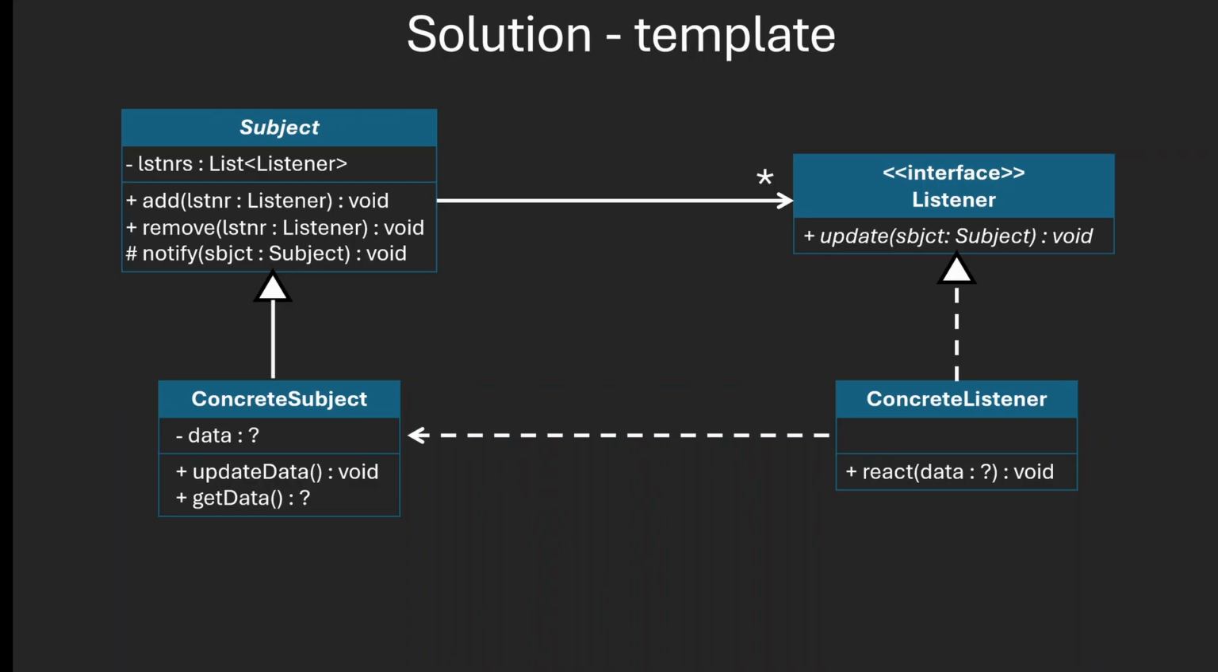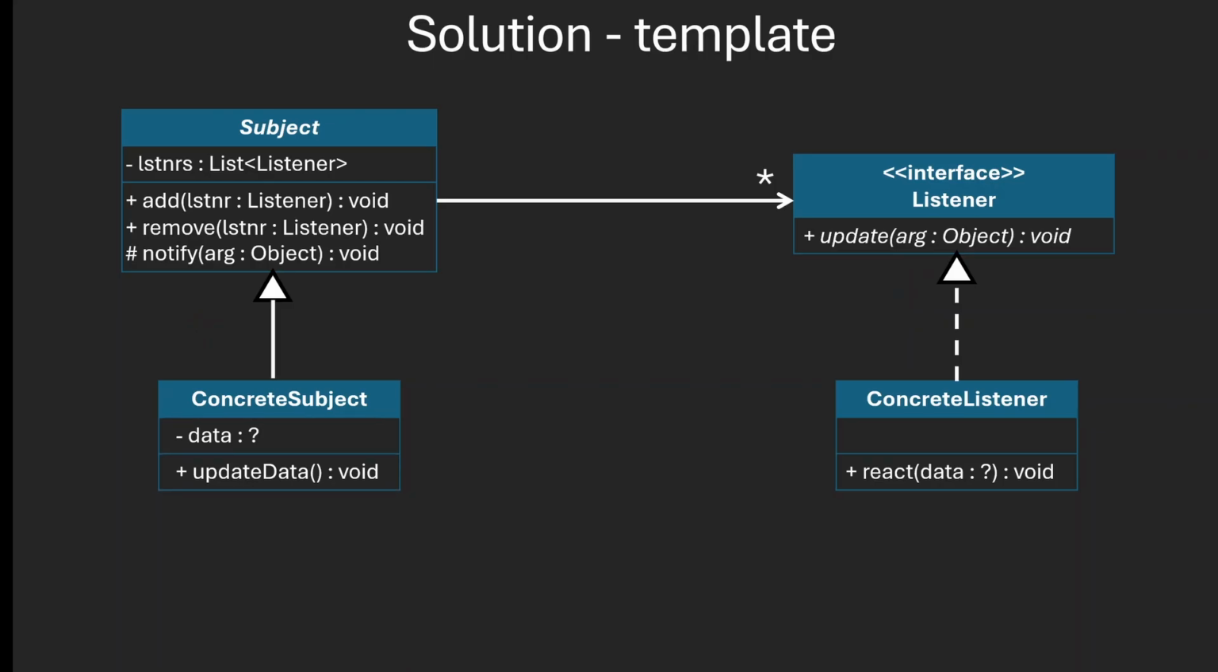I do have a slight issue though. We still have a dependency from concrete listener to concrete subject. I'm not a fan of that, and I want to remove it. To do that, instead of the listener interface's update method accepting a subject argument, I want it to be an object. That object is now the actual data which changed instead of an instance of the concrete subject. Now the concrete listener no longer needs to call on the concrete subject, and we can remove that dependency. And we don't need the getData method anymore either.